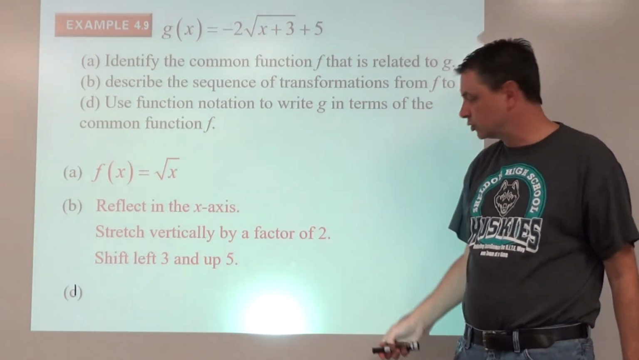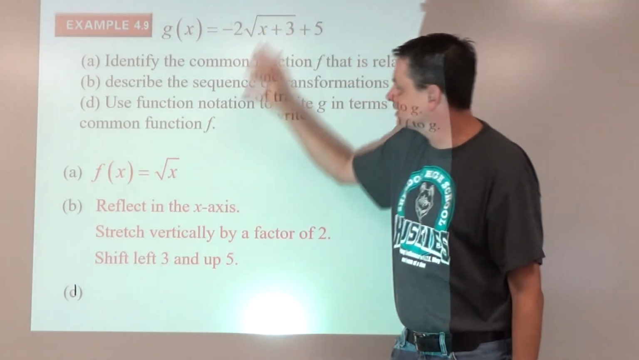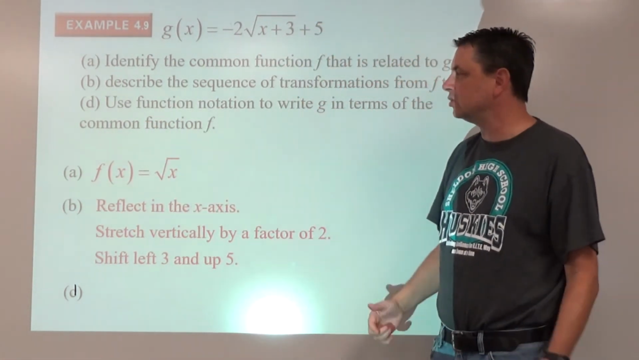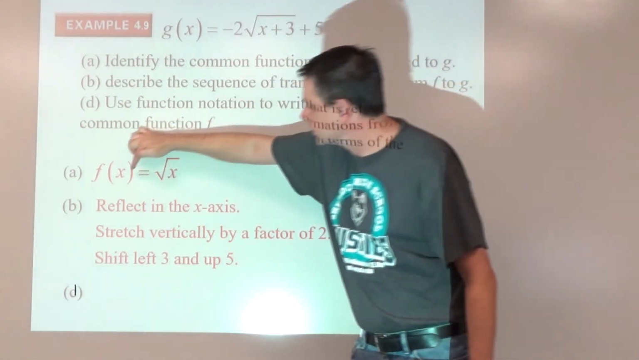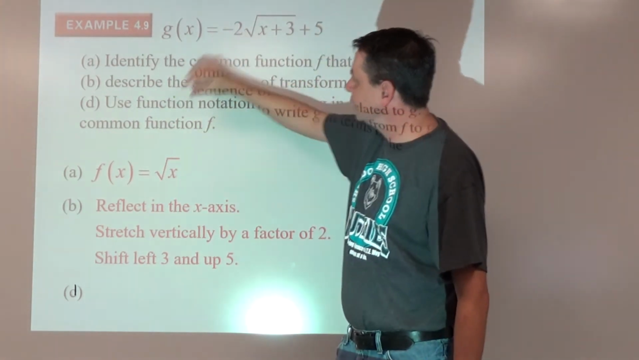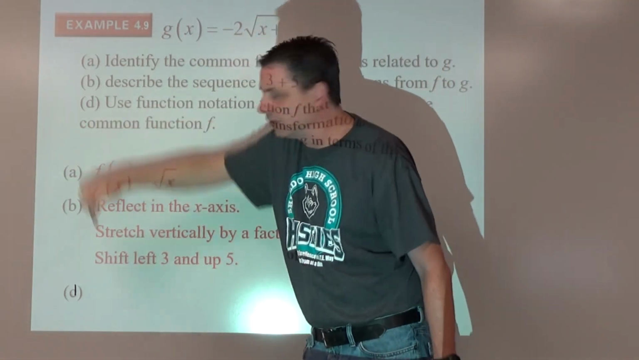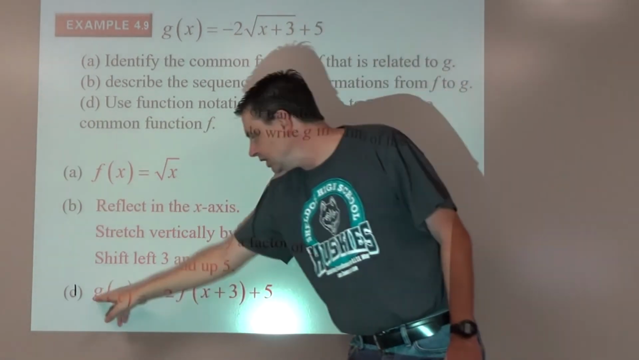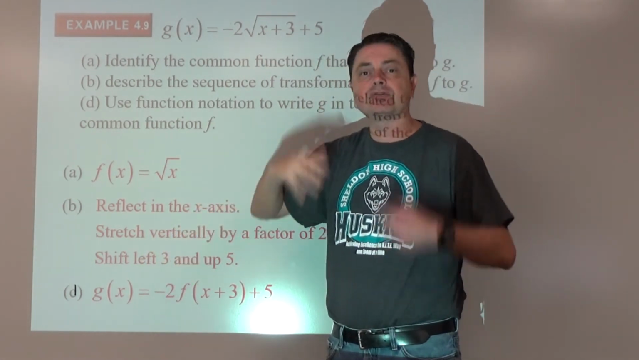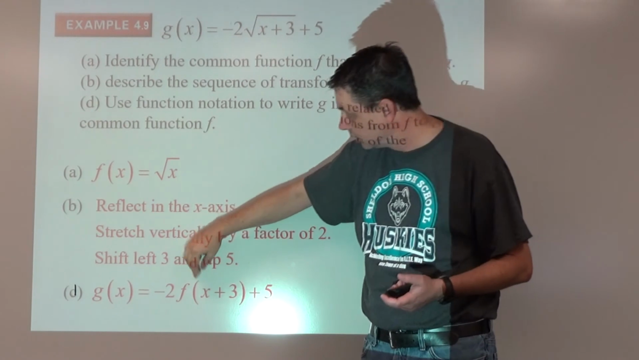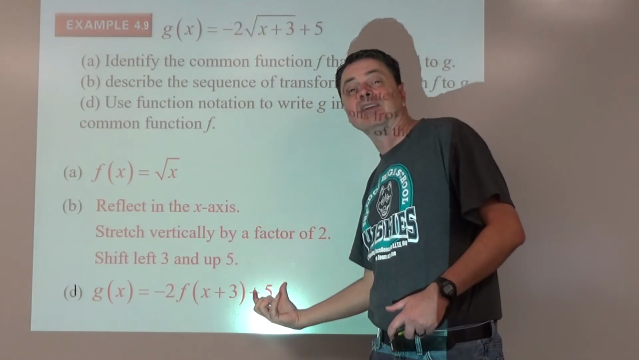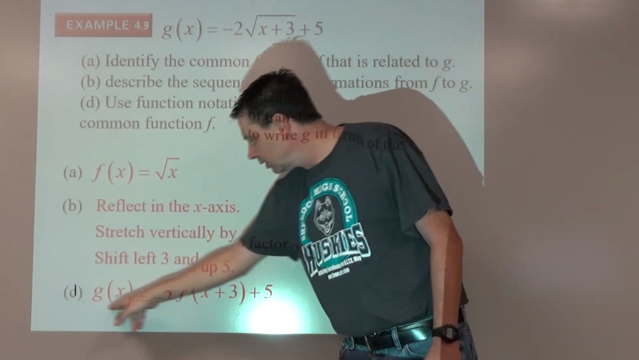All right, so now here's the kind of tricky part, to write this in terms of that. So we want f of x to appear in the answer. What has happened to f of x? It's going to be +3 inside, +5 outside, -2 in front of the f of x. So g of x equals -2. There's our reflection and our stretch. F describes what's happening, the square root part. The parentheses x +3, there's our left 3. Closed, +5 outside is the up 5. There's our function.